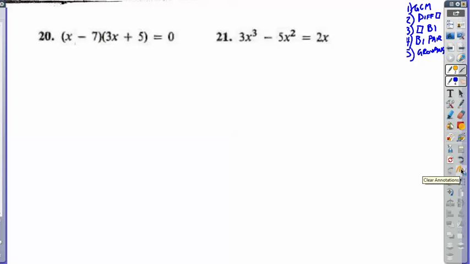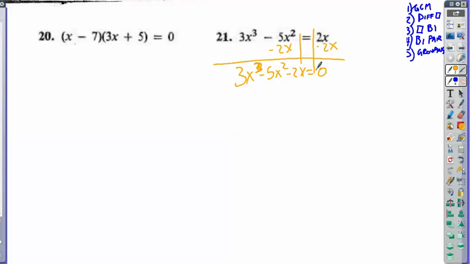So I'm going to clear off my board to give myself some more space. And right now I'm not equal to 0, so I need to move that 2x. So what's the opposite of positive 2x? Negative 2x. So I would get 3x to the third, my bad, 3x cubed minus 5x squared minus 2x is equal to 0.